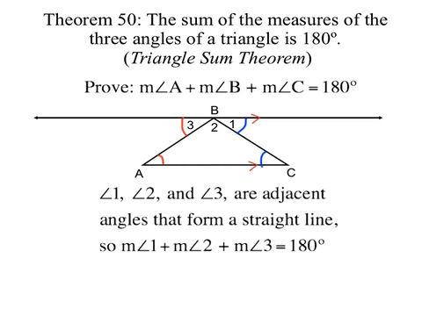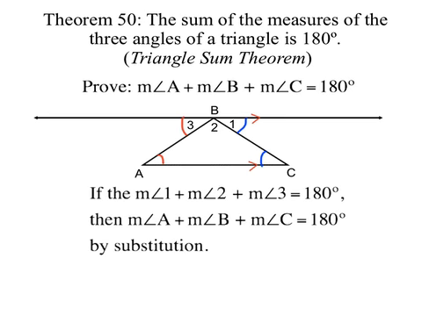And then the three adjacent angles, 1, 2, and 3, form a straight line, so their sum must be 180 degrees. And then we can simply substitute angle A for angle 3 and angle C for angle 1, and of course our original angle B is the same as angle 2, so by substitution we've now shown that the three angles of the triangle must add up to 180 degrees.